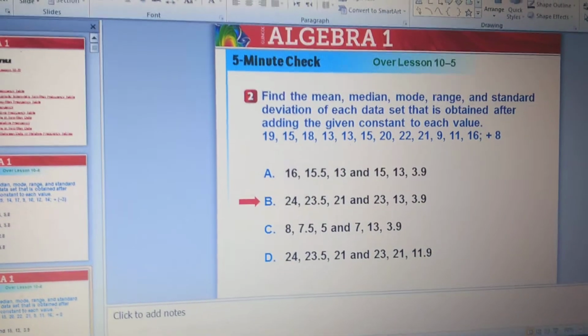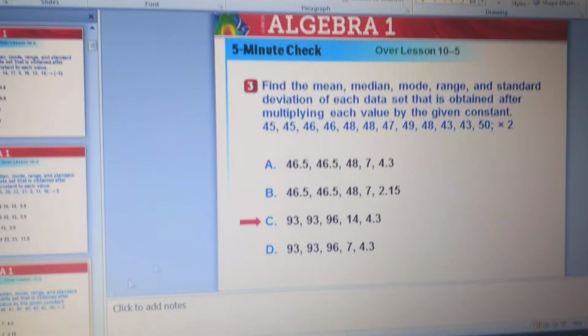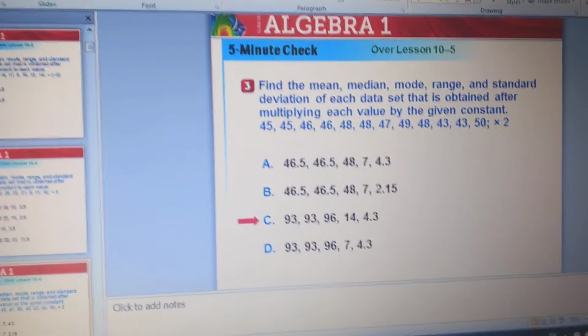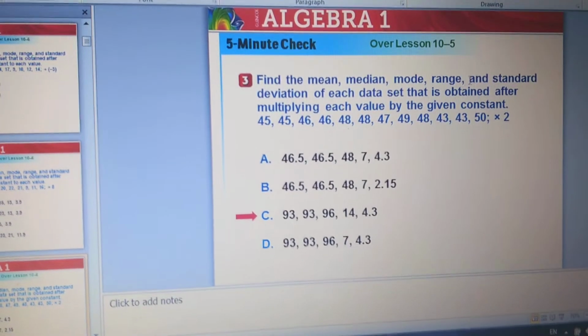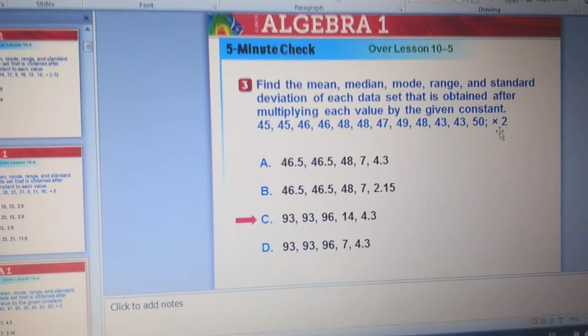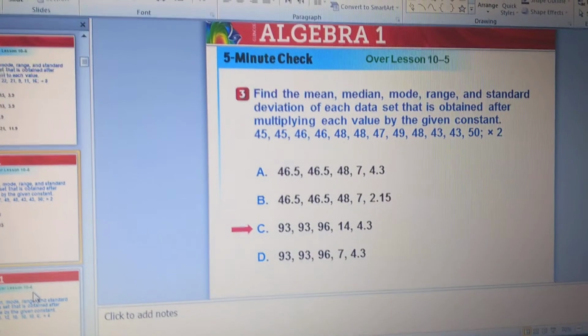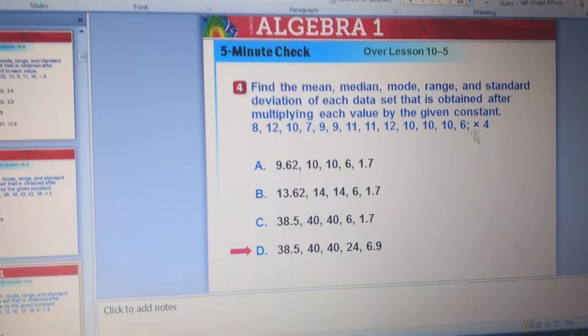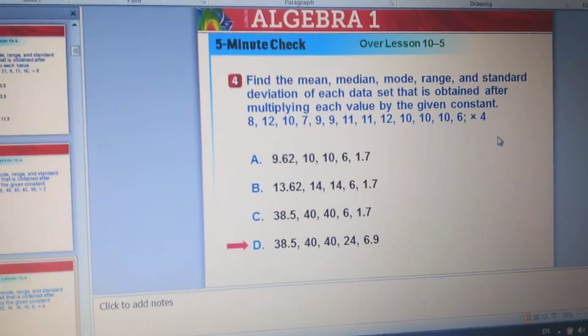In multiplication and division, it is different. Why? Because in multiplication, I multiply everything: mean, median, mode, range, and the standard deviation. I will multiply them by 2. Here it is the same: I am going to multiply mean, median, mode, range, and the standard deviation by 4.